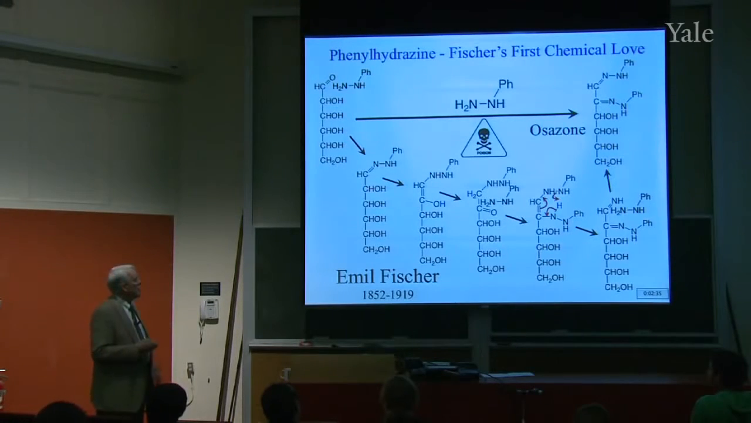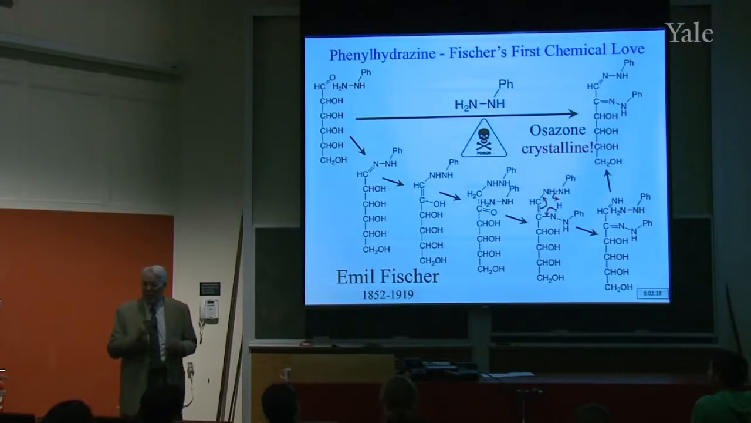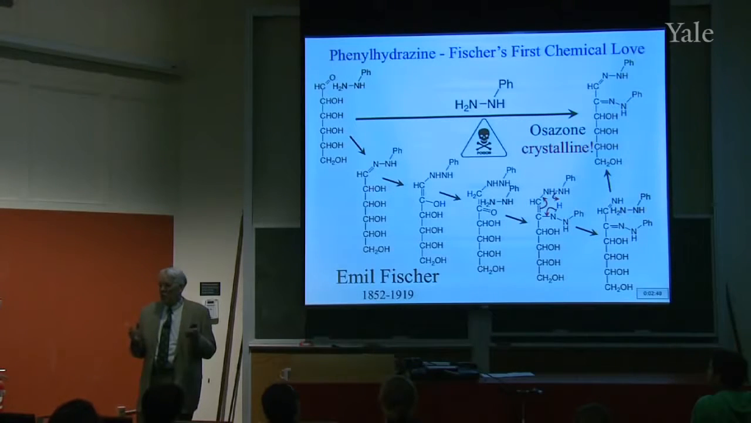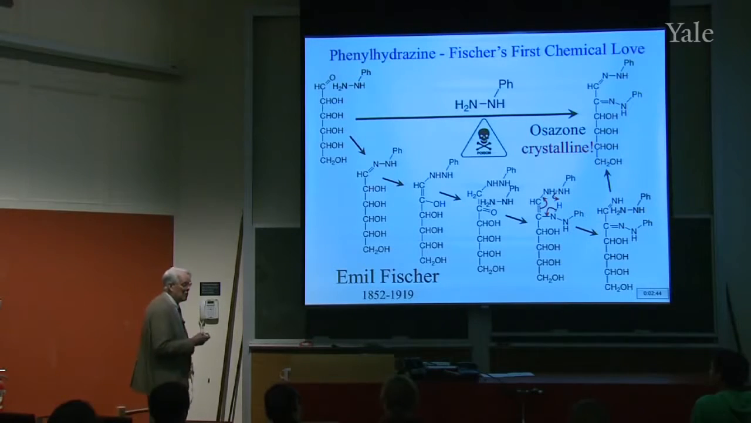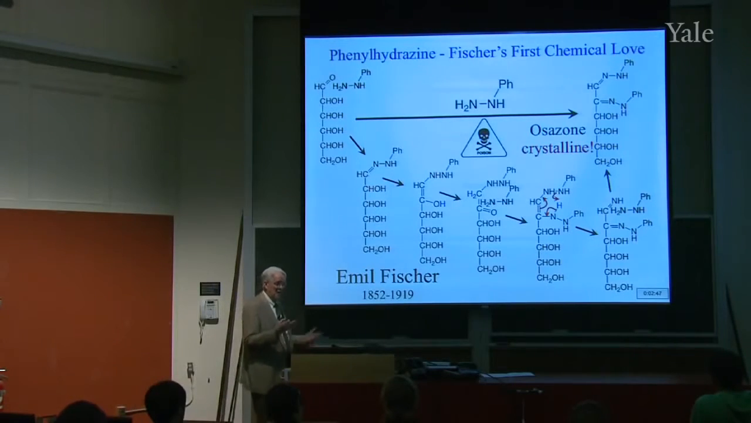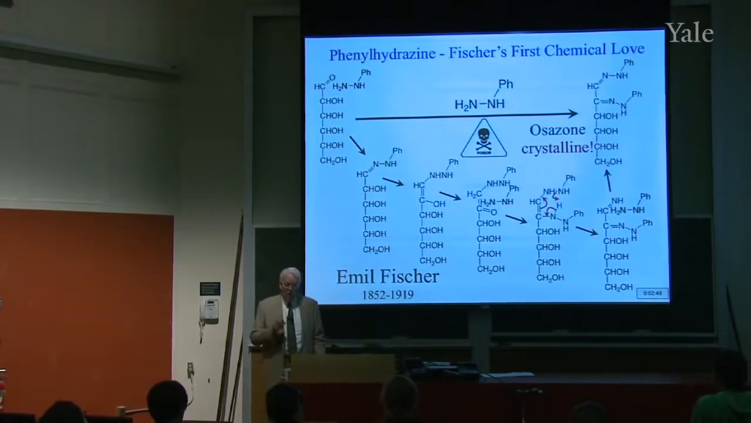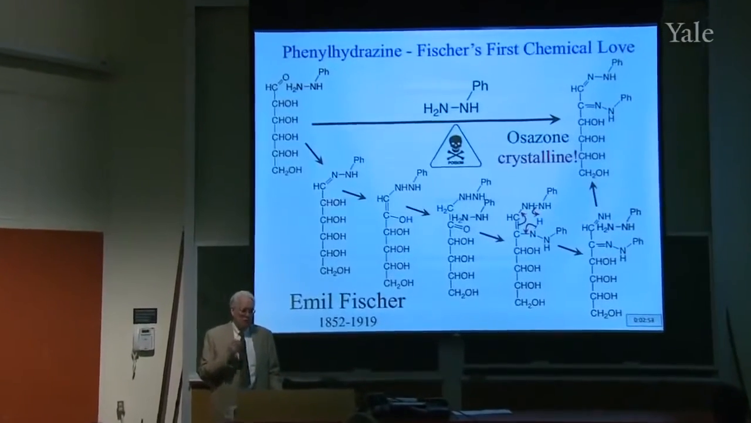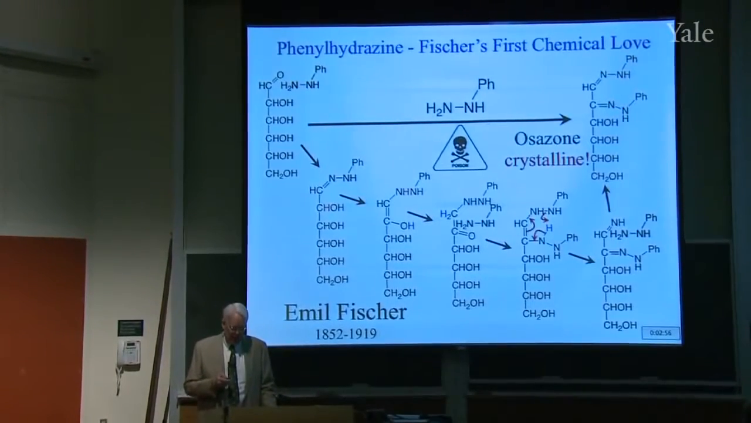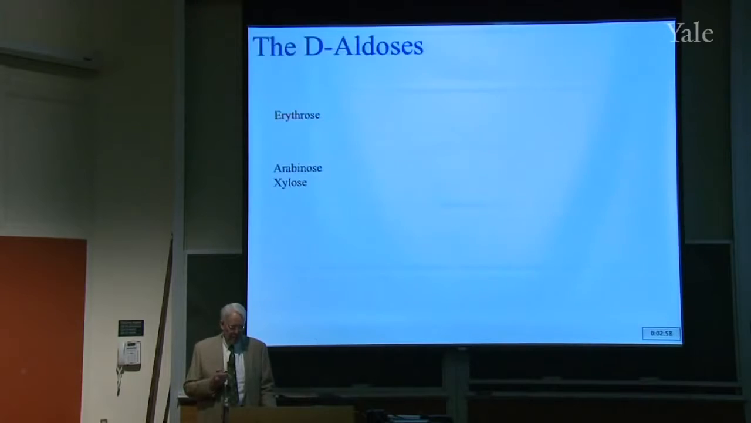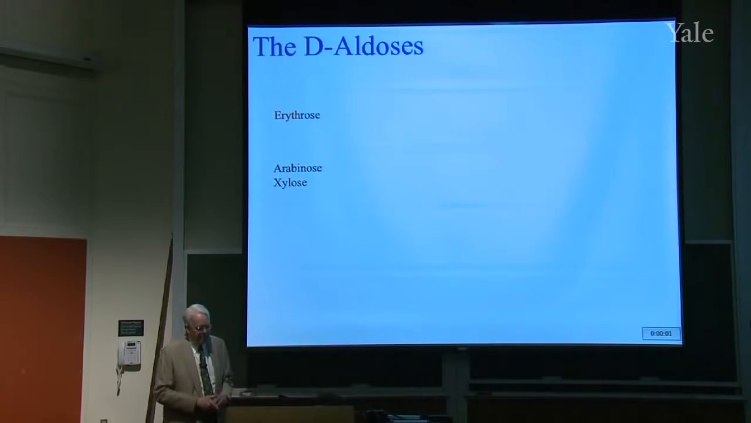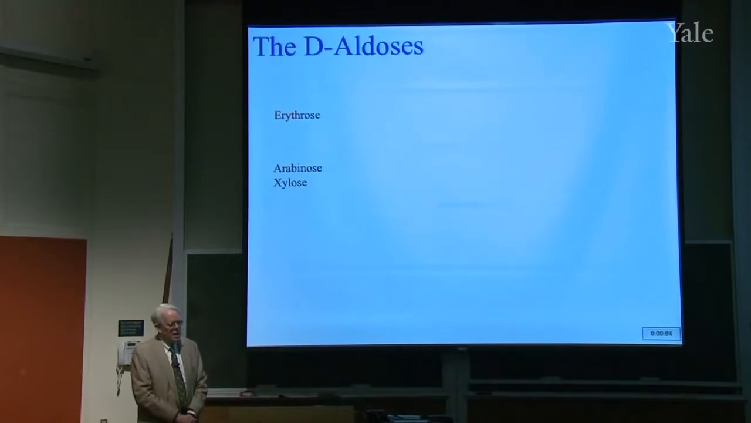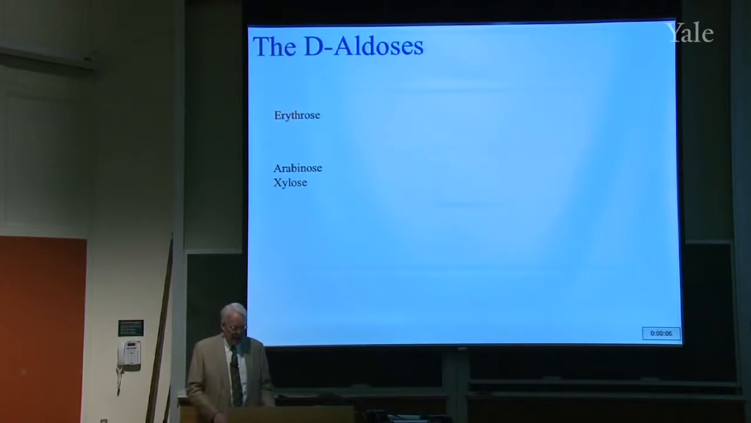But if it was so dangerous and he knew he was being poisoned, why did he like it so much? It was because osazones are crystalline. Remember, these sugars are always syrups and you can't do anything with them. But with crystals, you could purify and tell what things were, tell if one thing is the same as something else or different. So that was the beauty for him of phenylhydrazine, that you could make an osazone and identify things in sugar chemistry. Okay, now, he was interested in identifying the structures of these things.